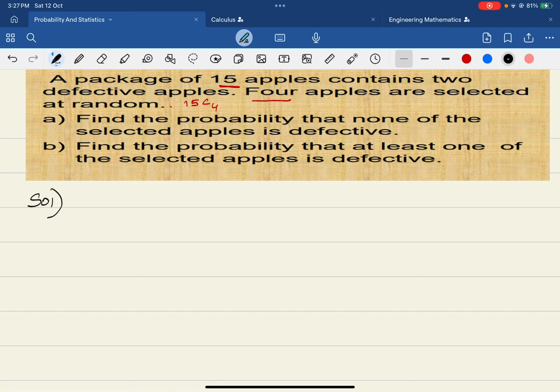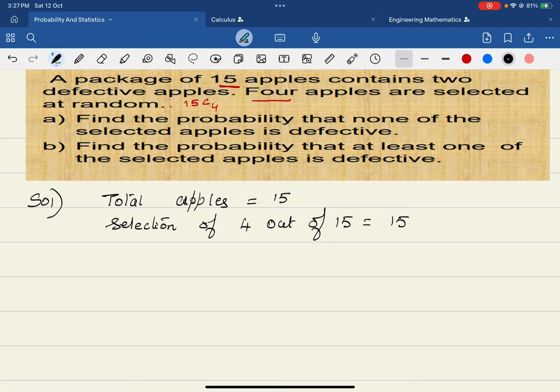So now total packages, total apples, total apples is equal to 15. Now selection of 4 out of 15 is 15C4. That is the selection.